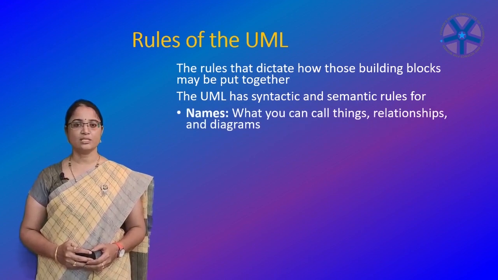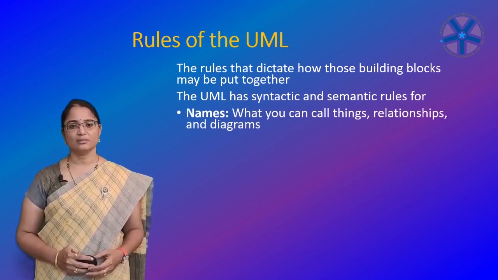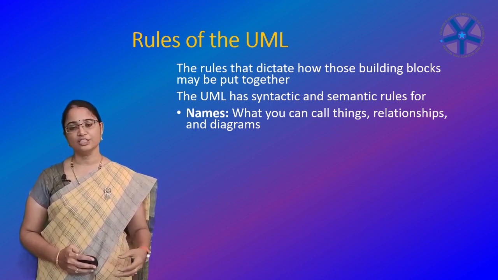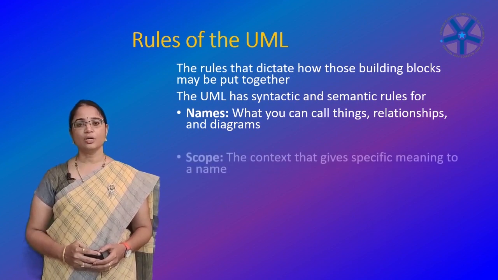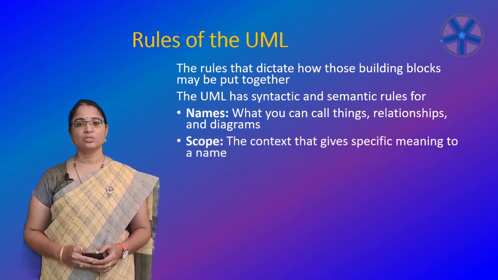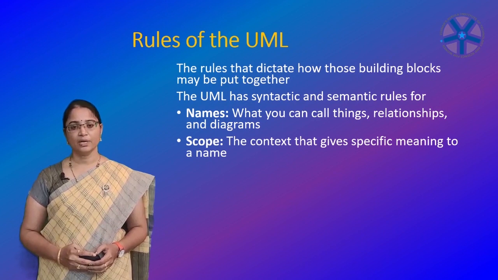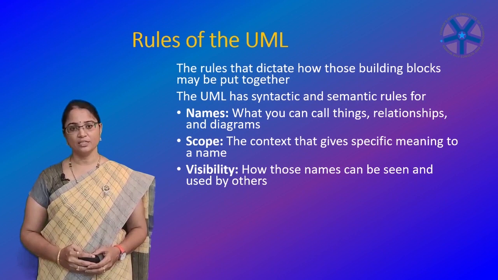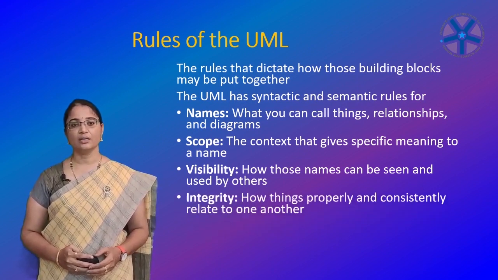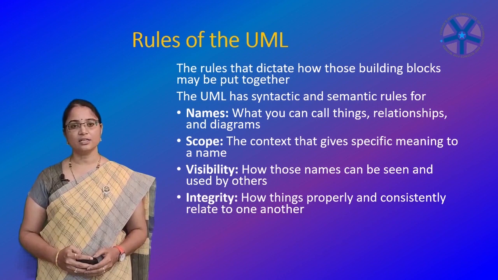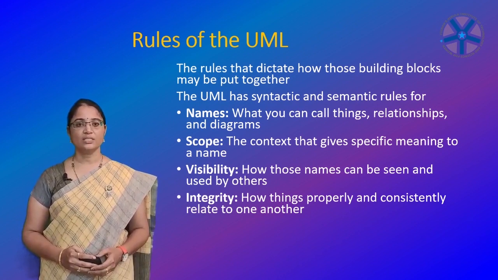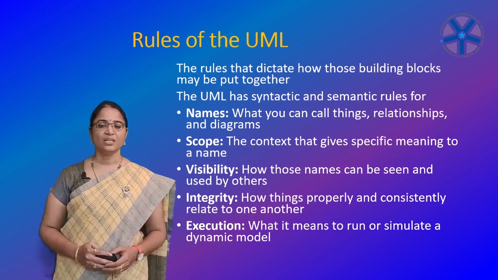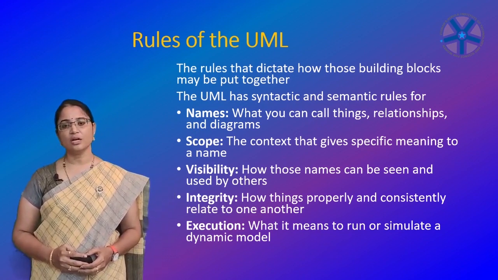The first one is names: what you can call things, relationships and diagrams. The name which we are going to give for the things, relationships or diagrams. Next, coming to the scope: the context that gives specific meaning to a name. And next, coming to the visibility: how these names can be seen and used by others. Next one is integrity: how things properly and consistently relate to one another. Next one is execution: what it means to run or simulate a dynamic model. These are the rules in the UML.